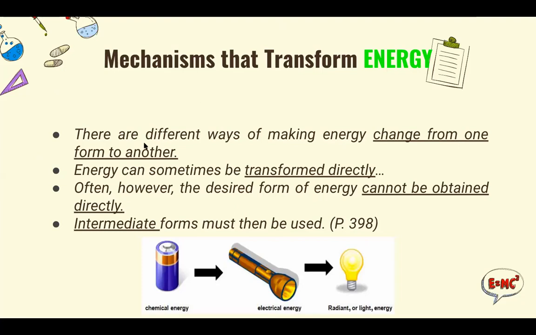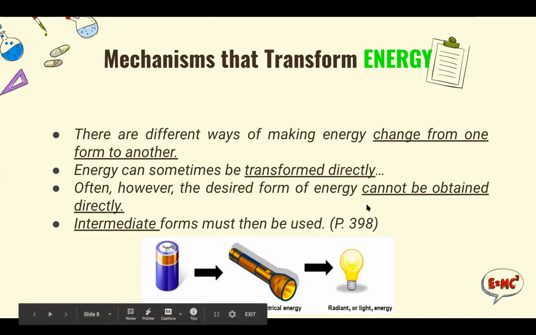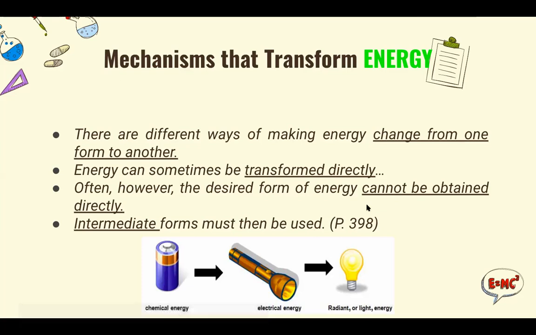There are different ways of making energy change from one form to another. Energy can sometimes be transformed directly. Often, however, the desired form of energy cannot be obtained directly, and intermediate forms must be used. So we talked about this in the sense that, what words do you see here that you've already heard in the technology section and that we've already talked about? I'll give you about a second to think about that. What words have we already kind of talked about? Maybe not in this context, but we've spoken about those words.